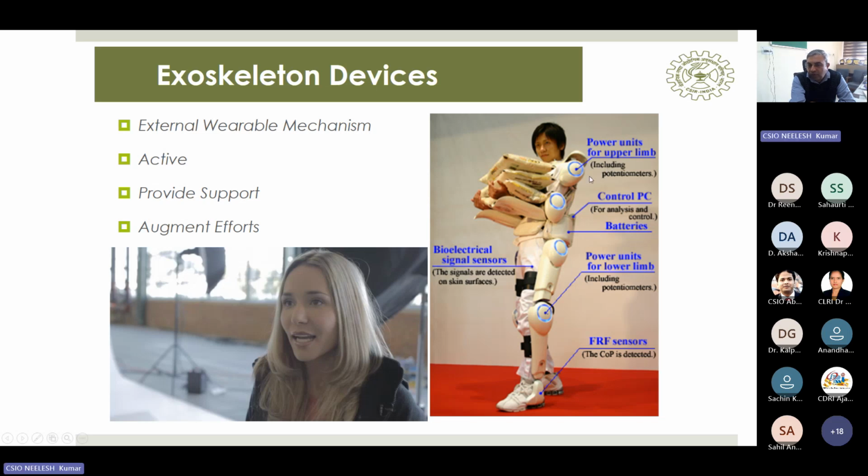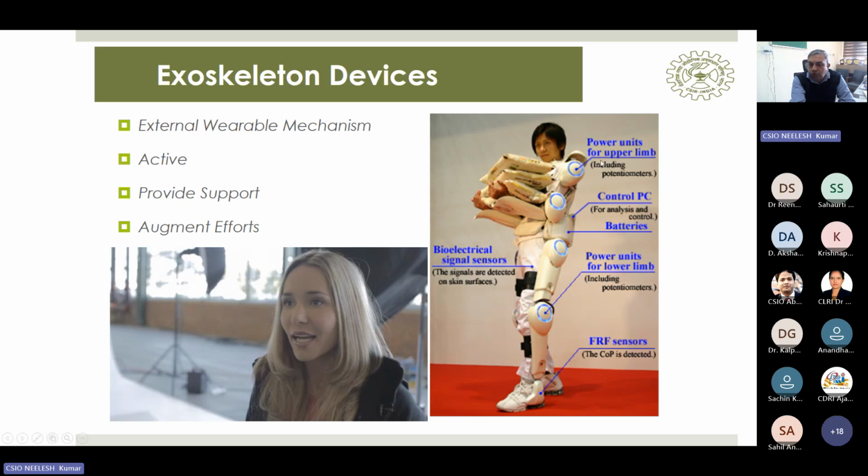So as I have told, you require a controller, a battery, different actuators, and different sensors. There are two kinds of sensors. One is the FRP sensor, force resistive sensors, to identify the contact with the ground. And there are some sensors, potentiometers, which give you the range of motion.